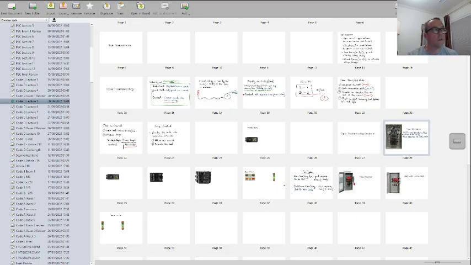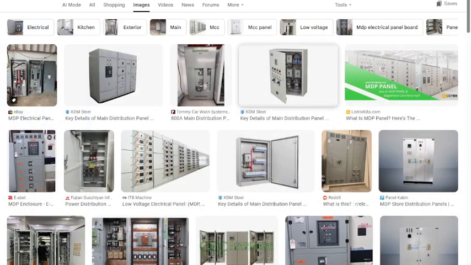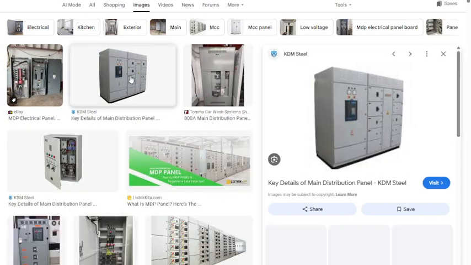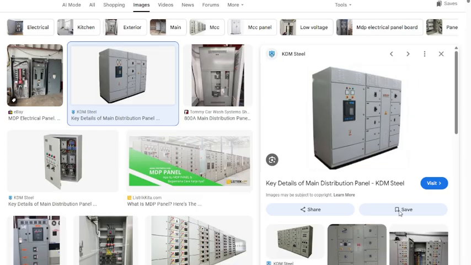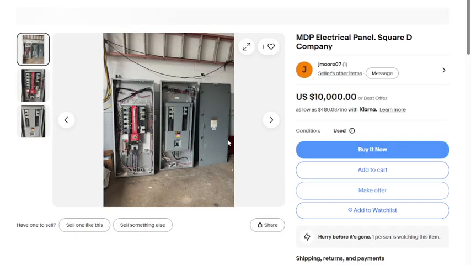Let's put a visual to this. Let me see if I can find one. Let's look for a main distribution panel. Maybe I can just put MDP panel. I can find a large one. Okay, so this is what they're going to look like. They'll be gigantic, something even that large. Not that big. Let me see if I can go a little bit closer up on that one.